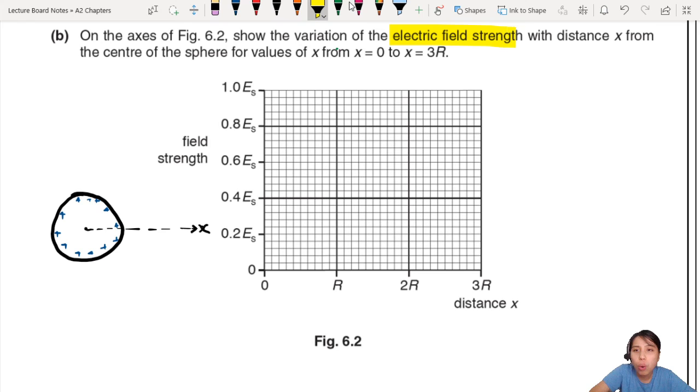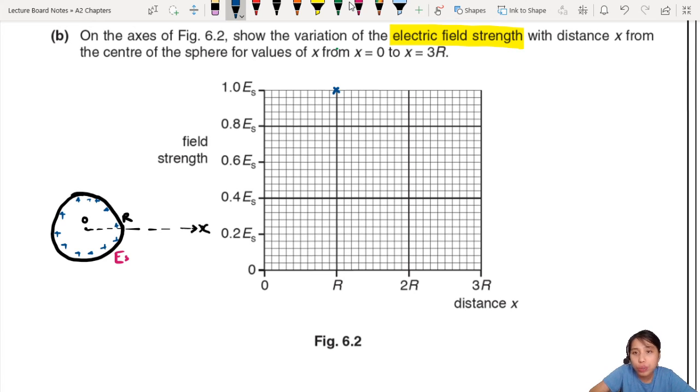Electric field strength. Oh, so maybe it's good to make a note. At the surface is ES. And at the surface, what's the distance? R lor, because center is 0 ma. So here must be R. So let's do the first point now. At R, you should be at ES.